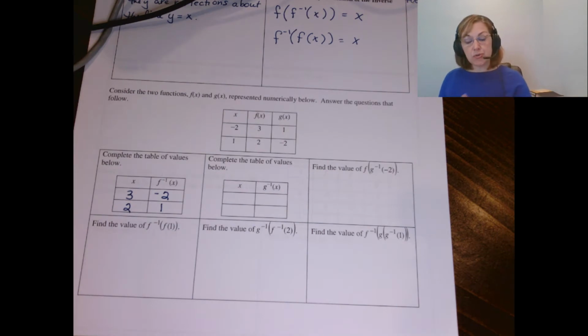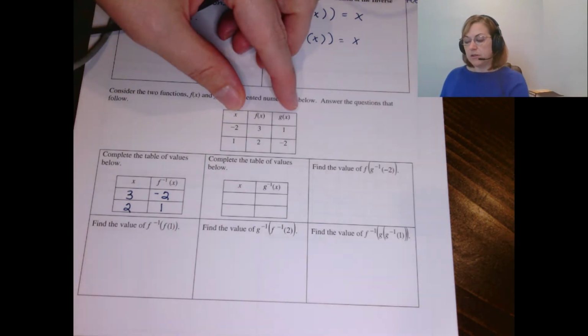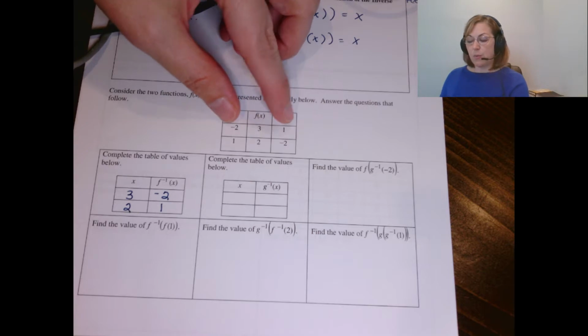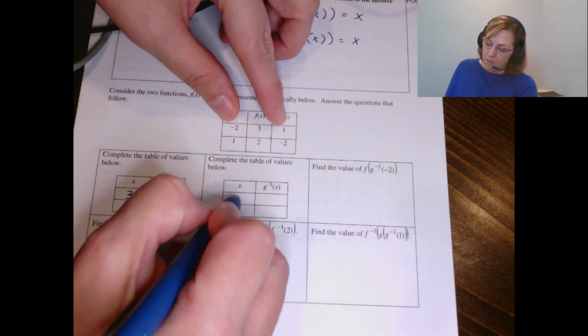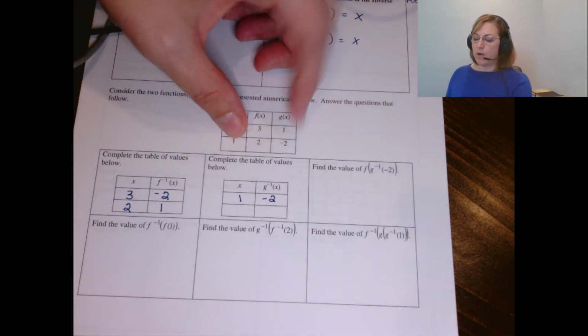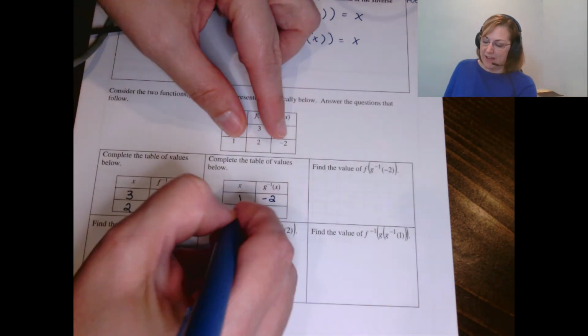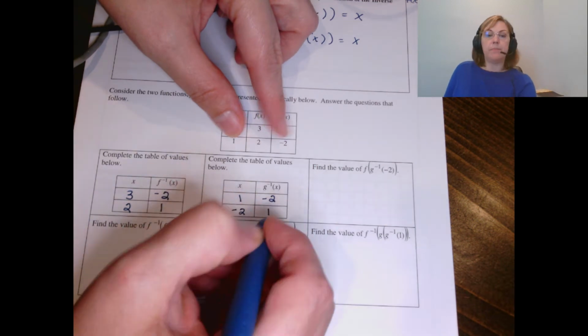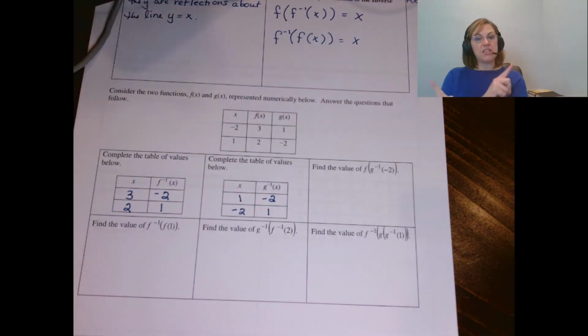Now the same is true for g of x. So instead of -2, 1, I'm going to have 1, -2. Instead of 1, -2, I'm going to have -2, 1. Pretty simple. All I did was switch the x and the y there.